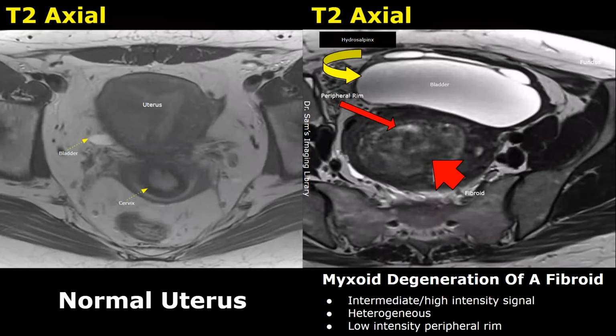This is a T2 sequence showing myxoid degeneration. It has intermediate to high intensity signals and has a heterogeneous appearance, but it also has a low intensity peripheral rim. We see a hypointense border.